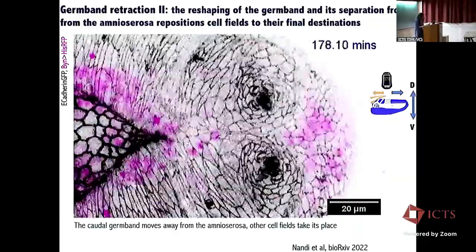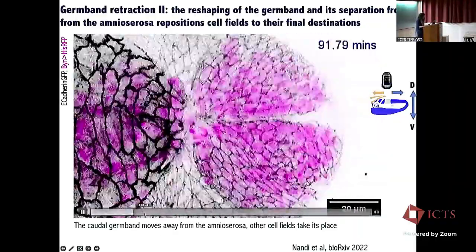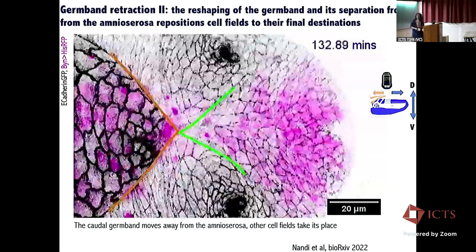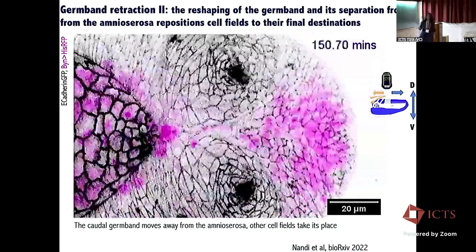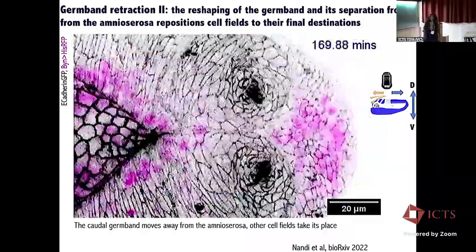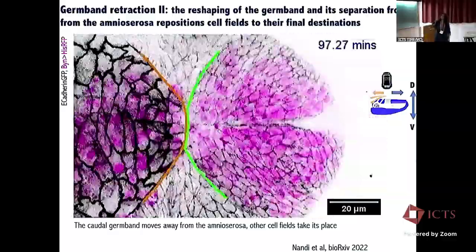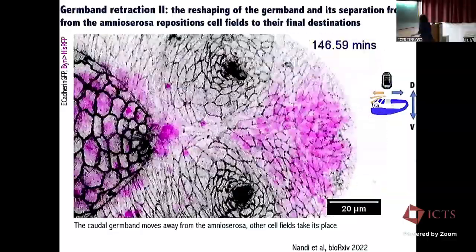In the second part of retraction, and I'm going to play this from the beginning because it's playing too slowly. So this is the end of the first movie here. Now, if you watch what happens here, the cells that were in red in the previous movie that are now here in magenta, you'll see that the magenta region actually moves away from this tissue that has large cells, and a non-magenta field of cells comes and occupies the space in between. So what happens in the second part of this retraction phase is that the caudal end of the germ band moves away from the amnioserosa, and other cell fields take its place.